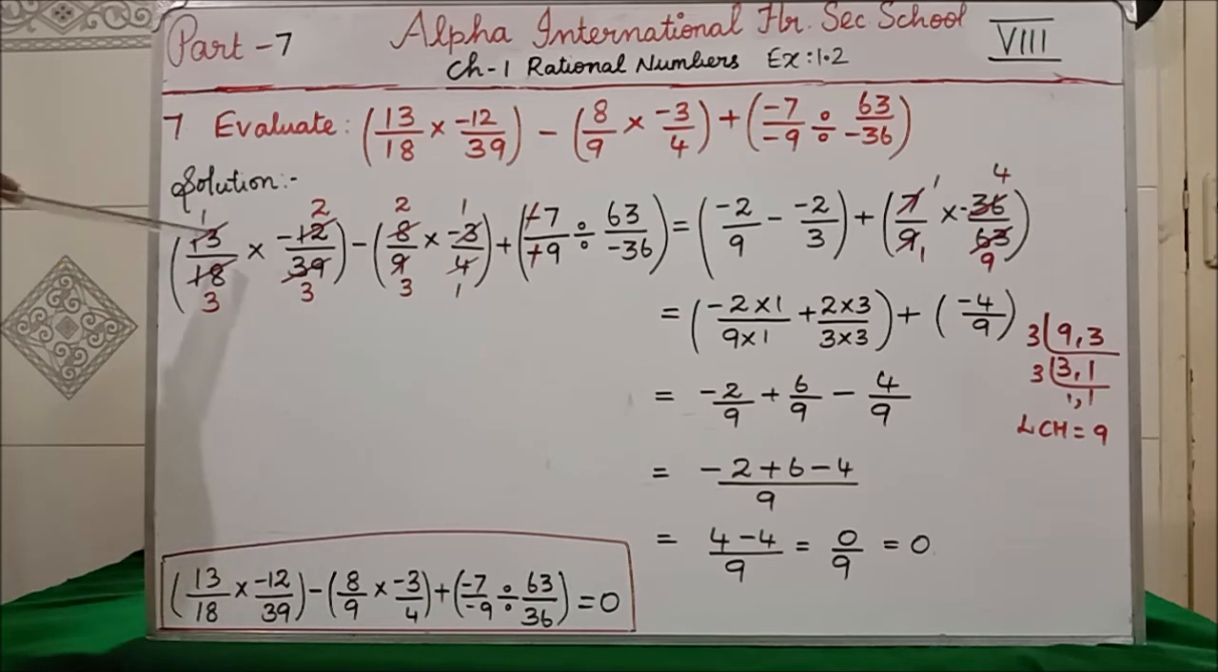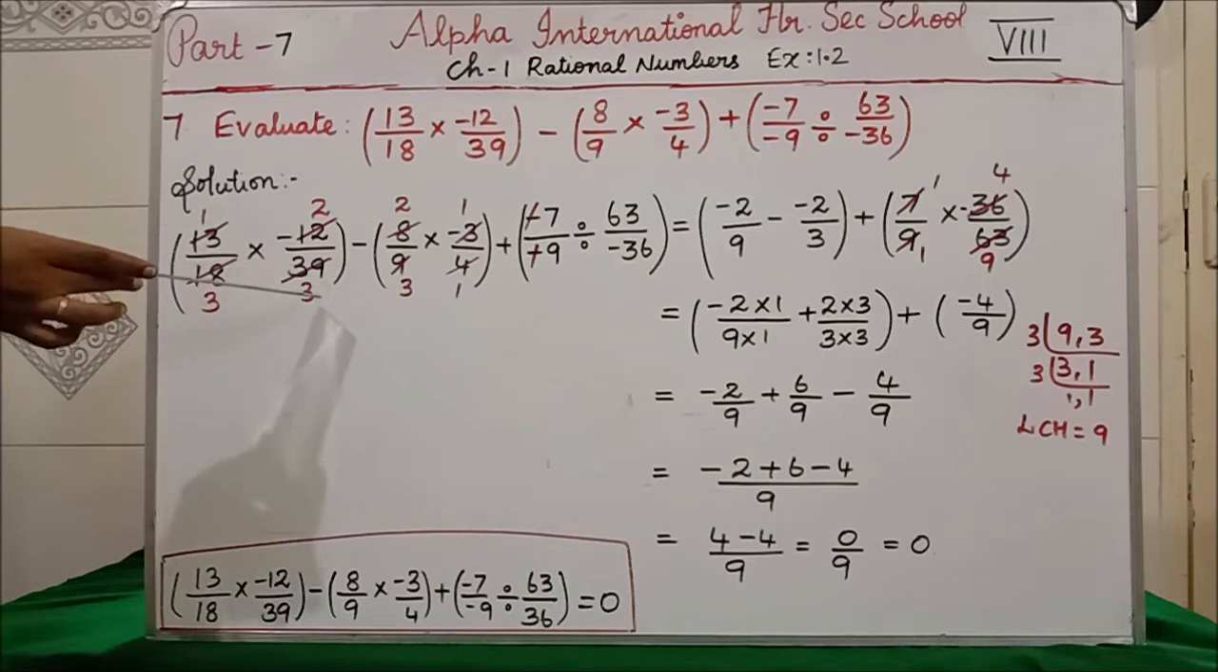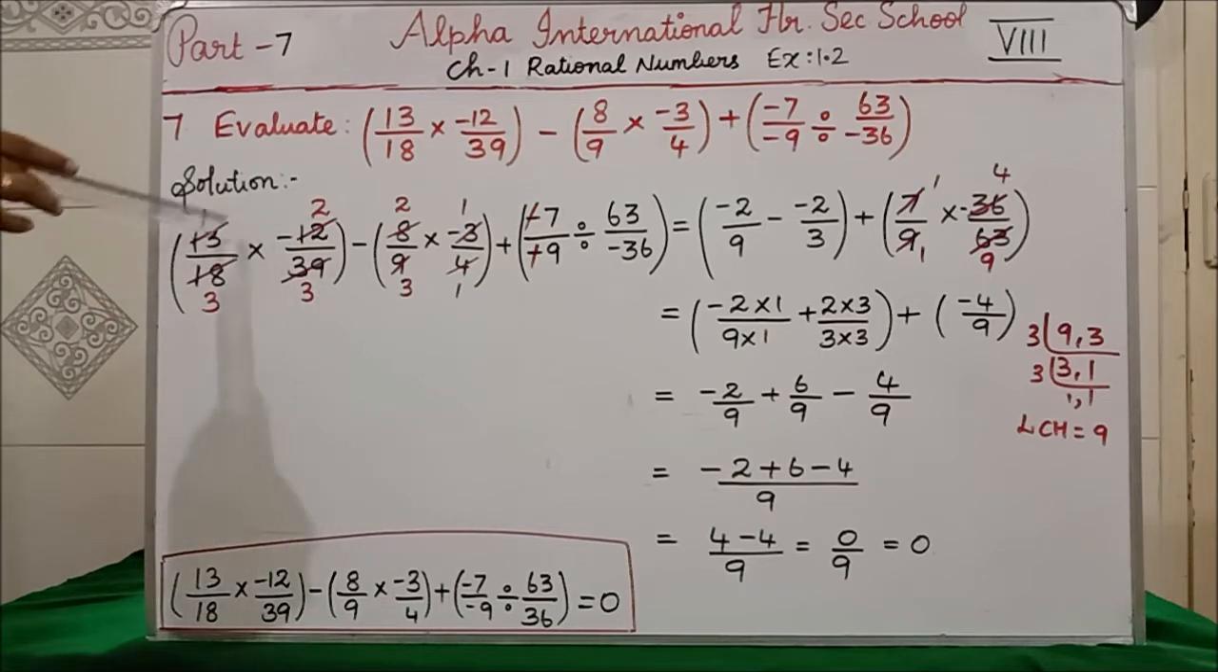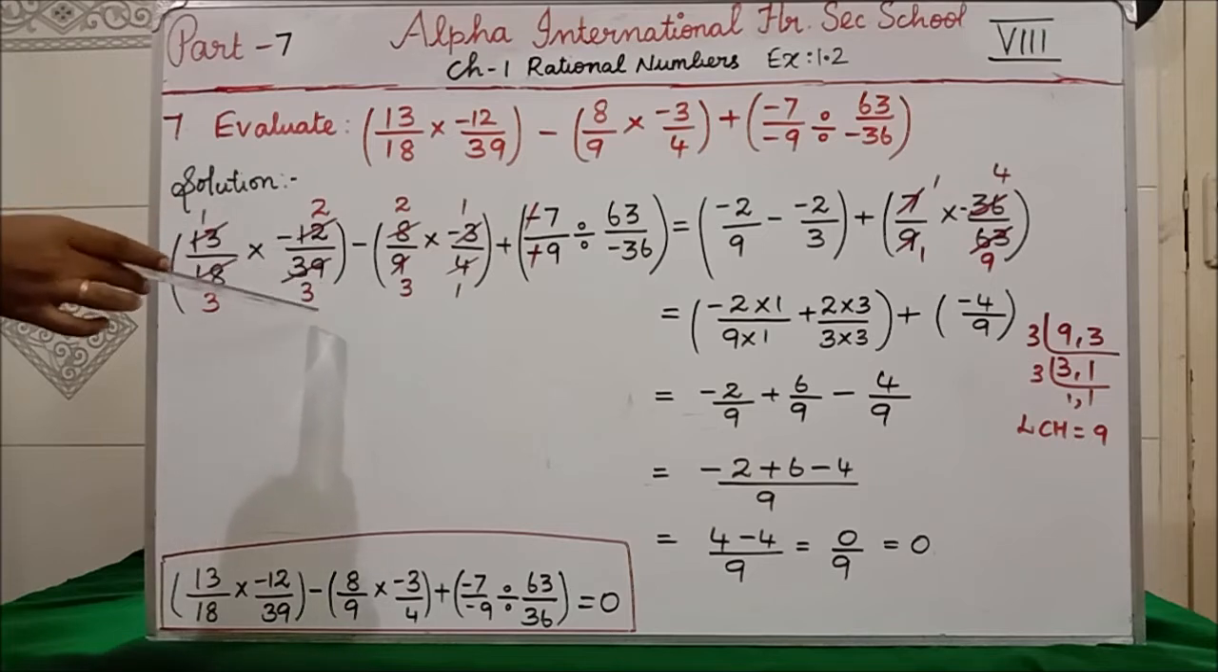Clear? See, here 13 and 39 will go in the same table. What table? The 13 table. In the 13 table, 13 comes one time, and 39 will come 3 times. So you cancel right here 1 and here 3.